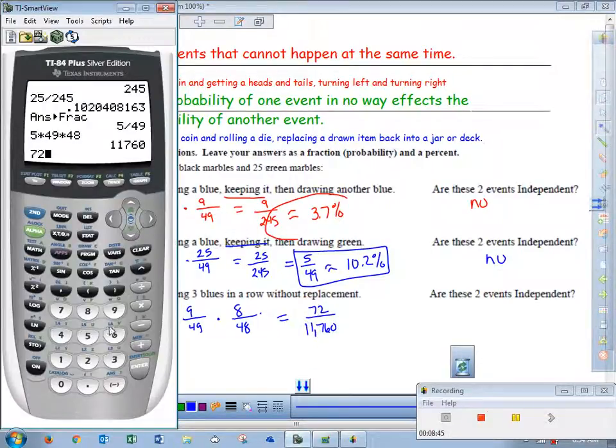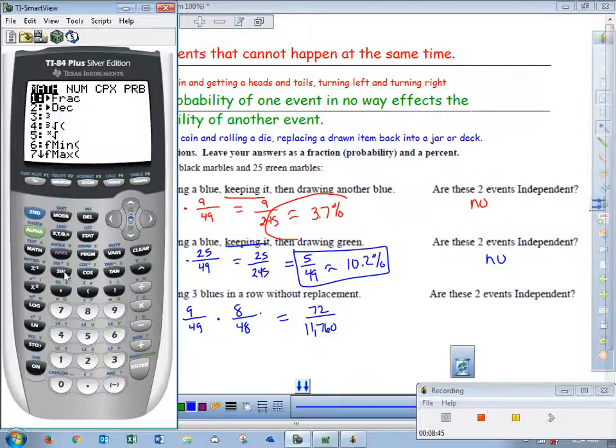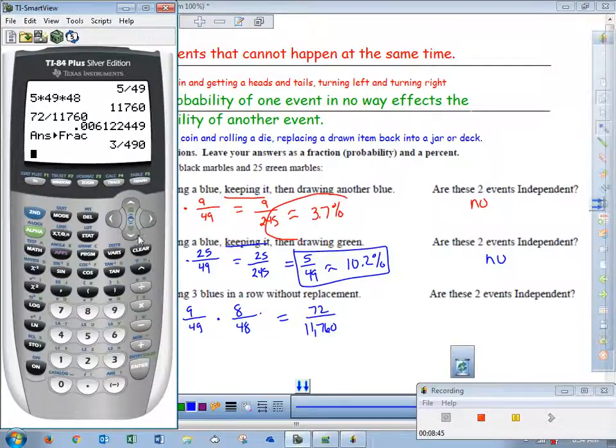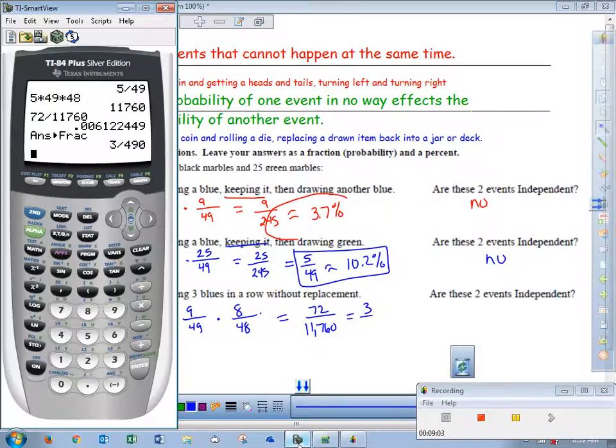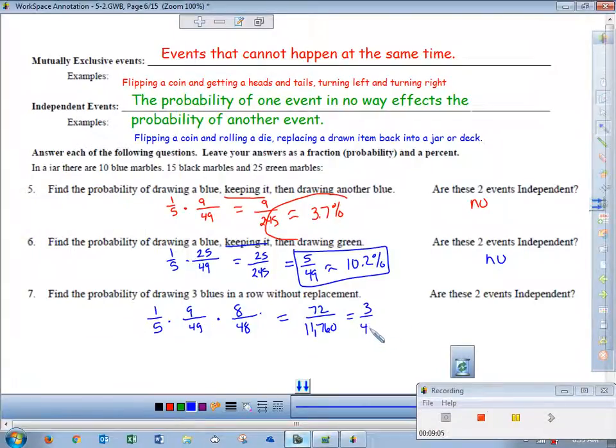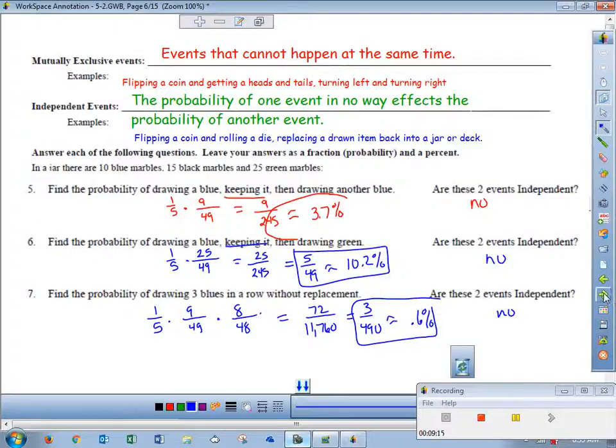So 72 divided by 11,760. Boom. Math, enter. 3 over 490, which is about 0.6%. Not very likely to happen. Are these independent? Nope. We did not replace.